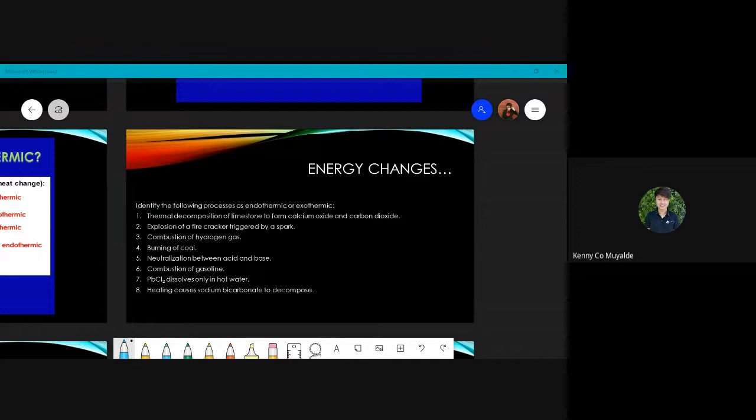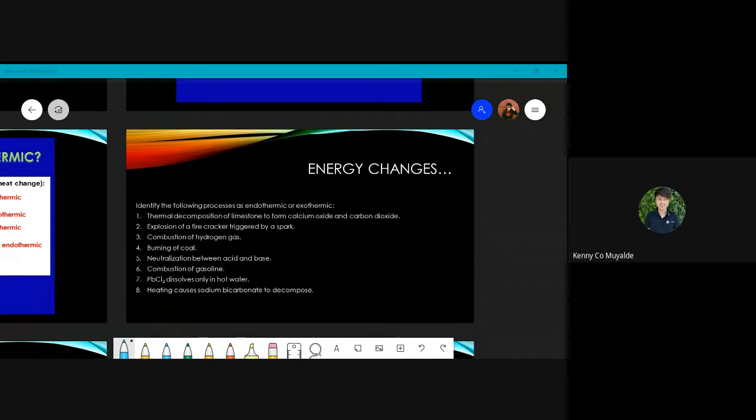Number 2, explosion of a firecracker triggered by a spark. Endothermic or exothermic? Okay, correct. It is exothermic. Number 3, combustion of hydrogen gas. Endo or exo? Okay. Lahat ng mga may involved na combustion, ibig sabihin lahat sila ay exothermic.